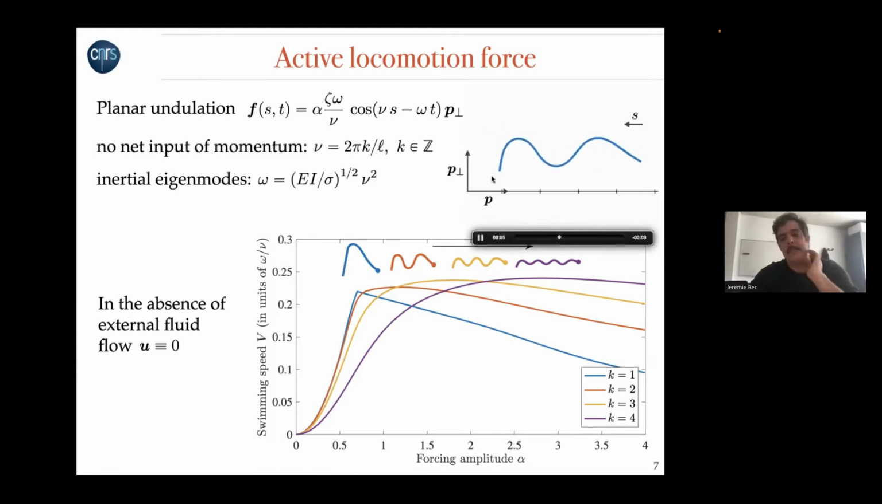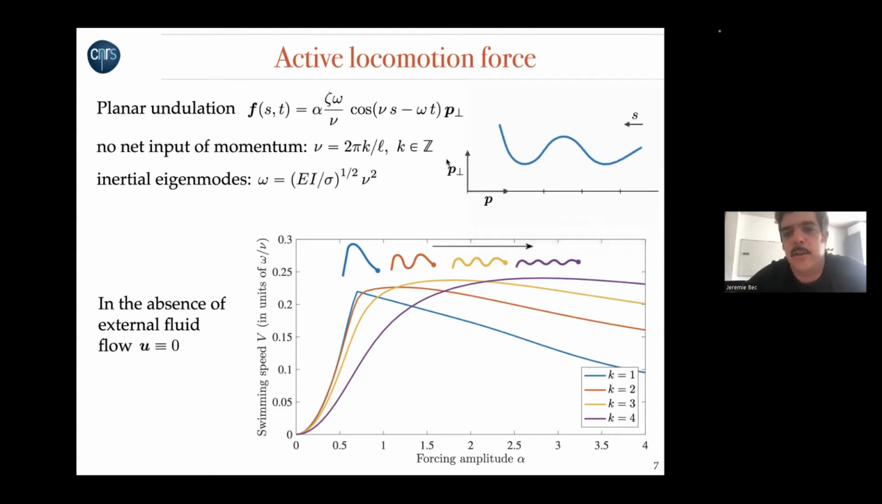So here I will be mainly focusing on the overdamped case, where the friction with the fluid is very strong, so that inertial effects are negligible, but still I will consider that it's possible to leading order to excite such modes. So here what I show is measurements of the swimming speed resulting from the application of such an active force in the absence of any external fluid. So I'm just integrating the Cosserat equation. So it's not absence of external fluid, it's absence of external fluid flow.